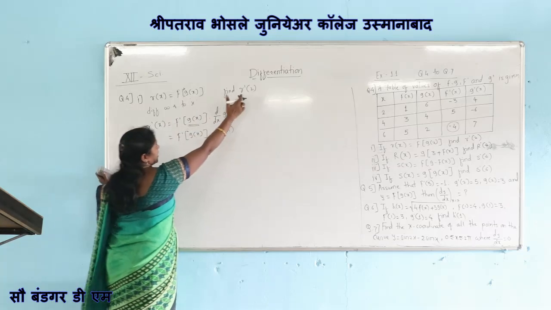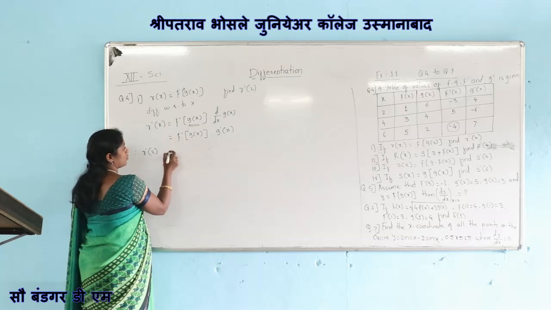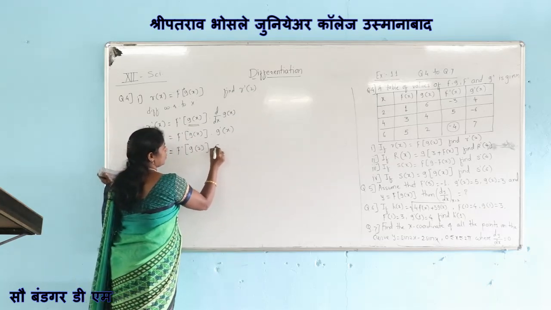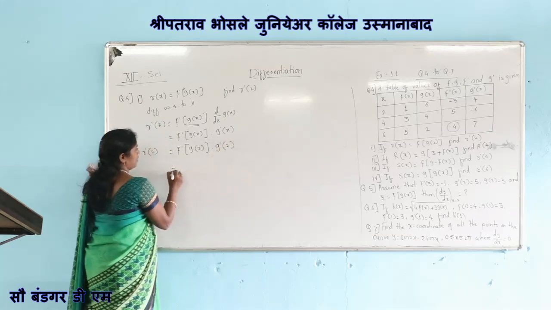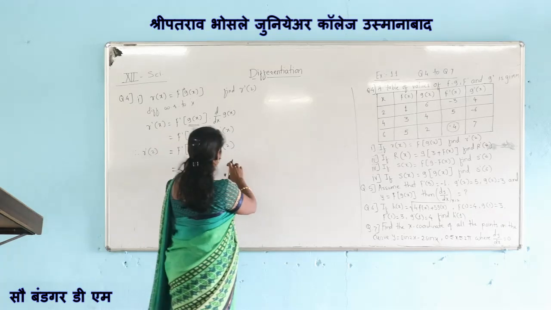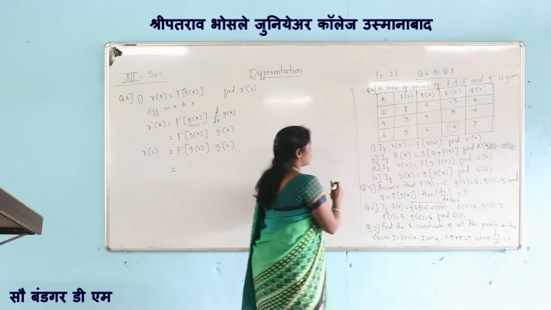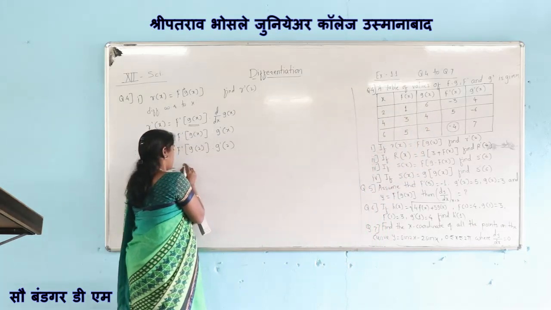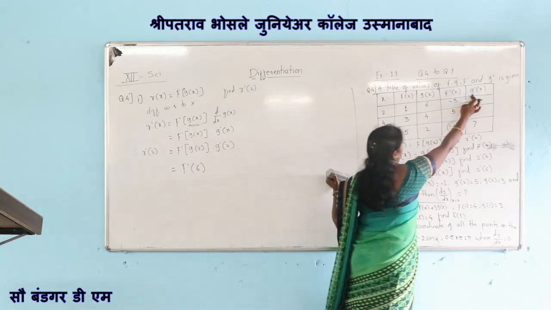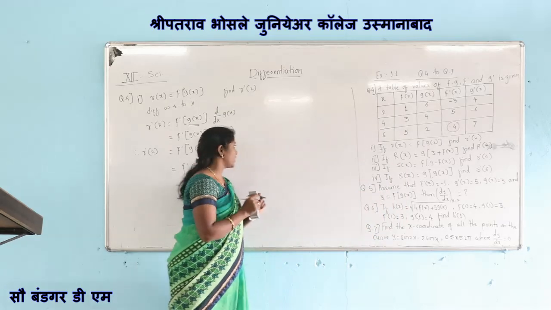Now, we have to find r dash of 2. So, r dash of 2, substituting x by 2, we get f dash of g of 2 into g dash of 2. Now, the values of g of 2 and g dash of 2 can be replaced here. G of x at x is equal to 2 is 6, so g of 2 is 6. So, f dash of 6. G dash of x at x is equal to 2 is 4, so g dash of 2 is 4.